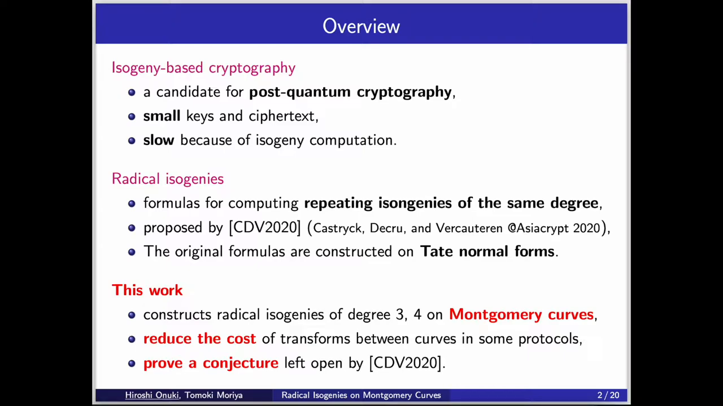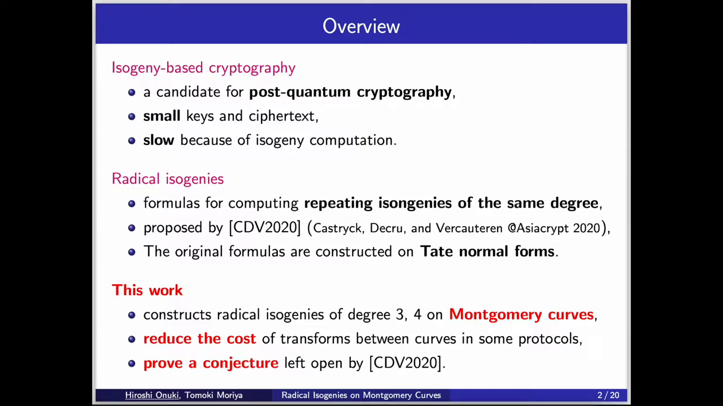Radical isogenies are one of the techniques speeding up isogeny computation. These are formulas computing repeated isogenies of the same degree. Radical isogenies were proposed by Castryck, Decru, and Vercauteren at Asiacrypt 2020. They constructed radical isogenies on Tate normal forms, which are forms of elliptic curves.